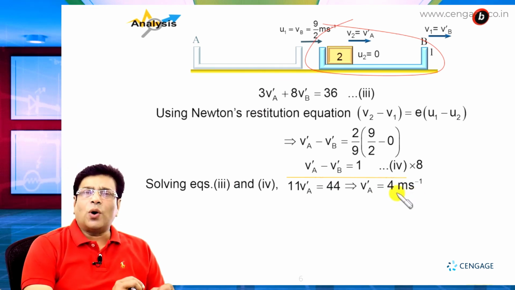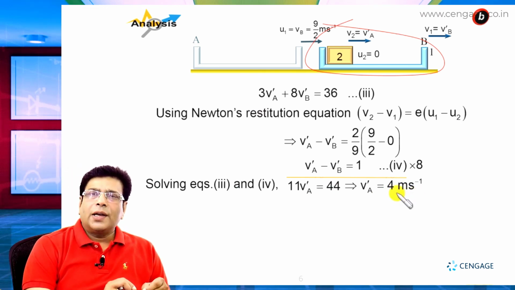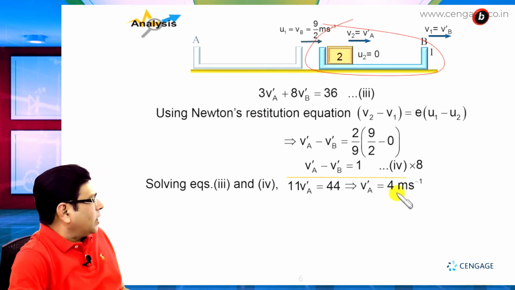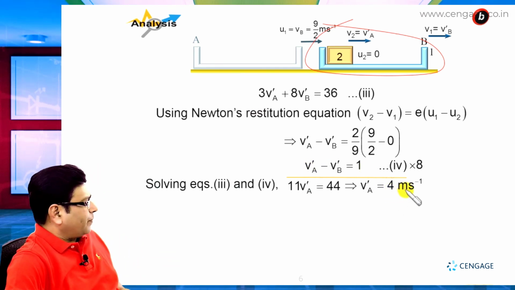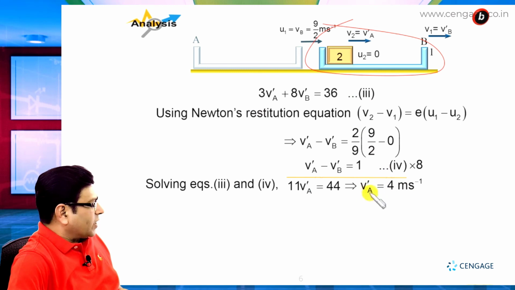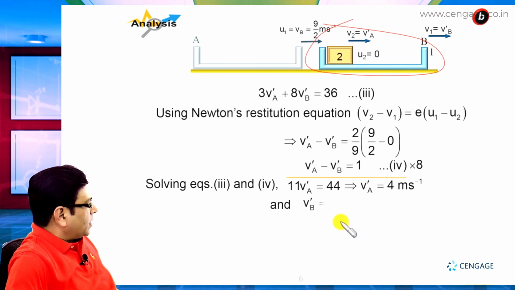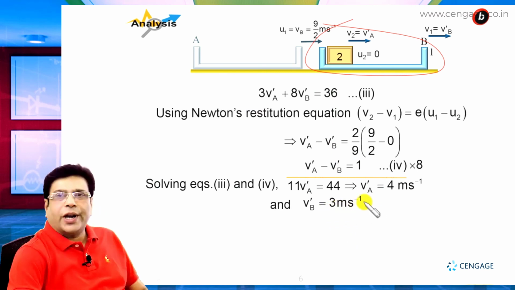This is the velocity of carrier B just after collision with the suitcase. Now we can substitute the value of Va dash in this equation or this equation to get the velocity of the suitcase. This is equal to 3 meter per second.